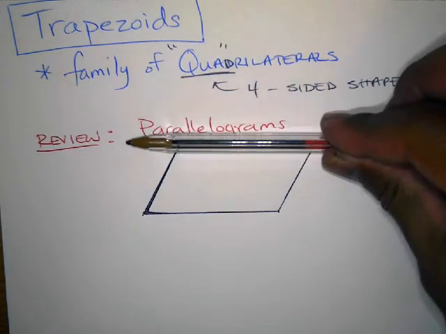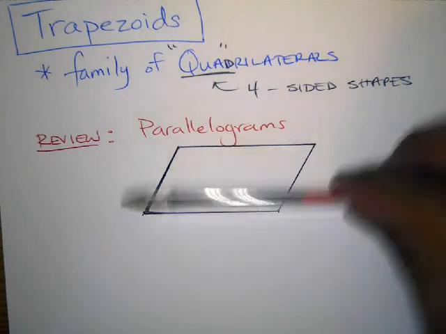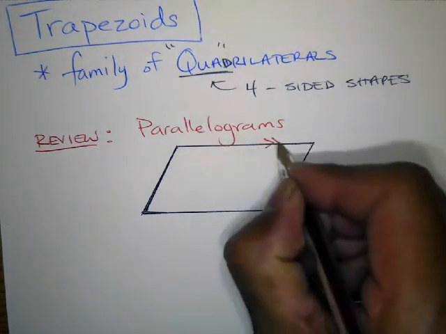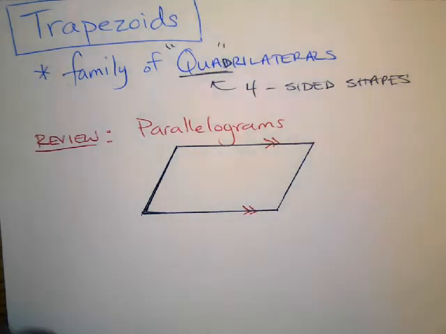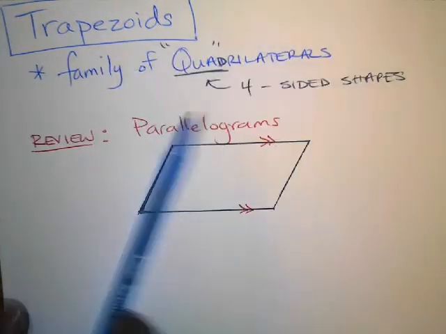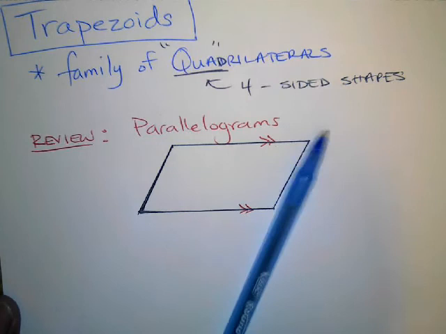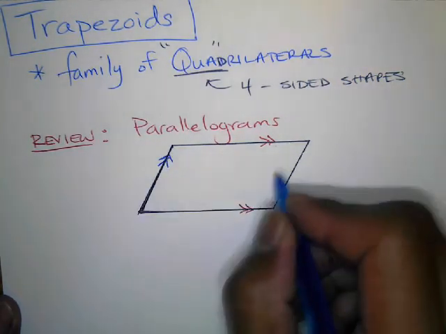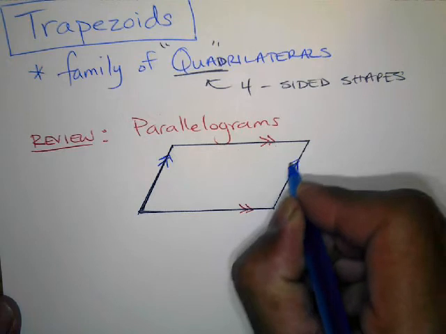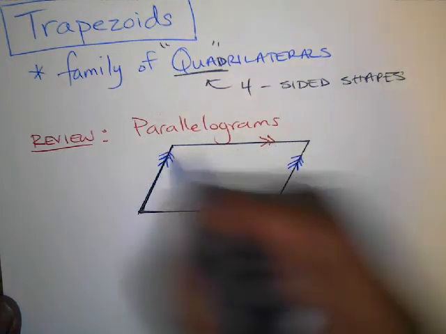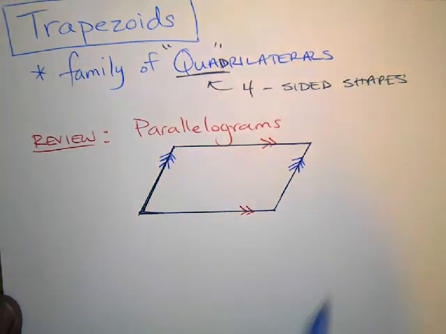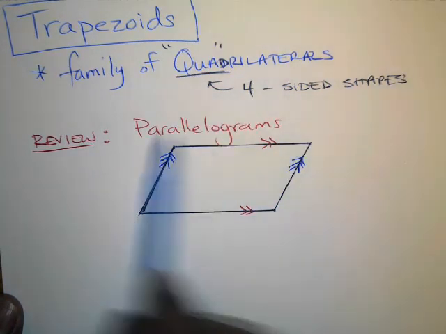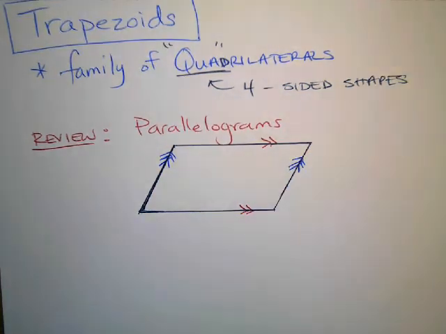because the top was parallel to the bottom. The top and the bottom were parallel. And then also the left and the right were parallel. Well, that's why it's a parallelogram, because it has 2 pair of parallel sides. Yeah. So that's why it's a parallelogram. The top and the bottom are parallel, and the left and the right are parallel.